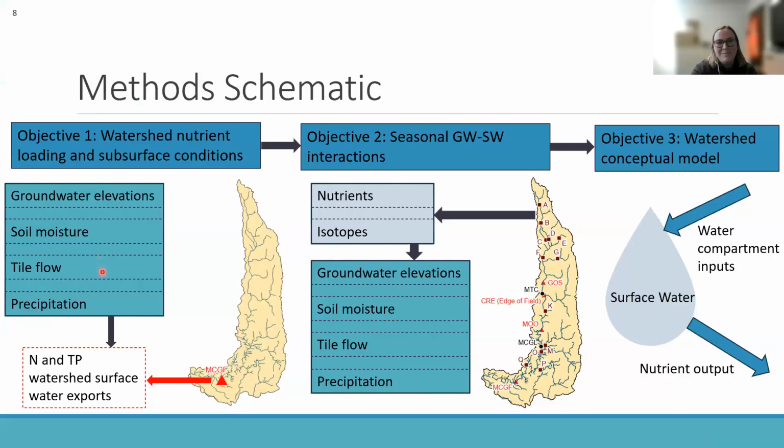I don't know if this will help make anything more clear because there are a lot of different sampling campaigns going on. But for the first objective, we looked at the watershed as a whole and the surface water nutrient exports from that integrated station, and then we looked at how that correlated with subsurface parameters. For objective 2, to look at seasonal groundwater surface water interactions, we looked at the watershed-wide sites for nutrients and isotopes. And for objective 3, we tied it together into a conceptual model for the surface water and seasonality of water inputs and nutrient concentrations.